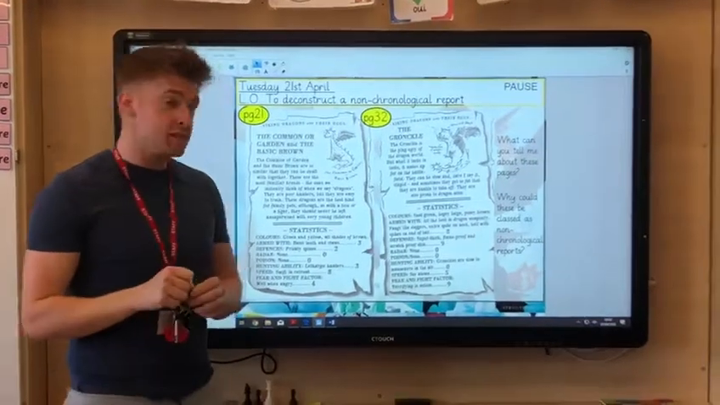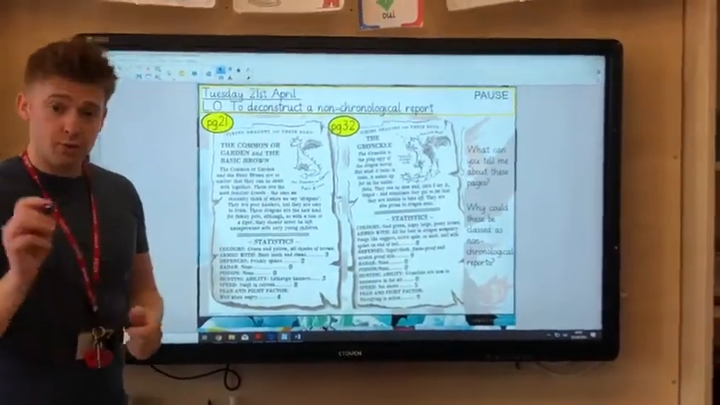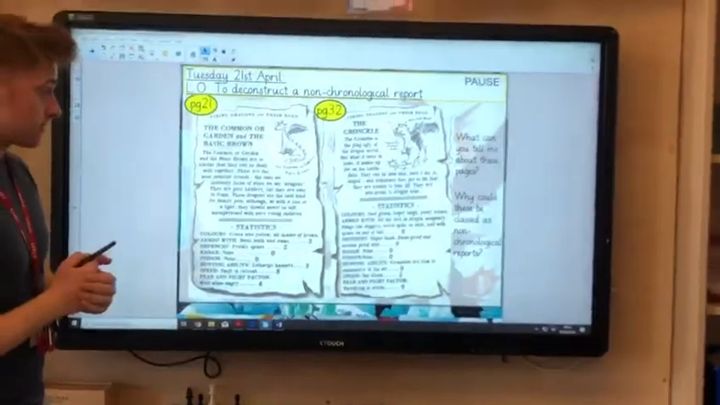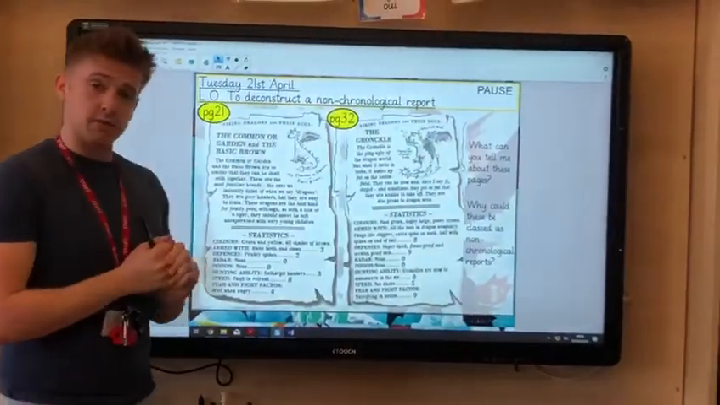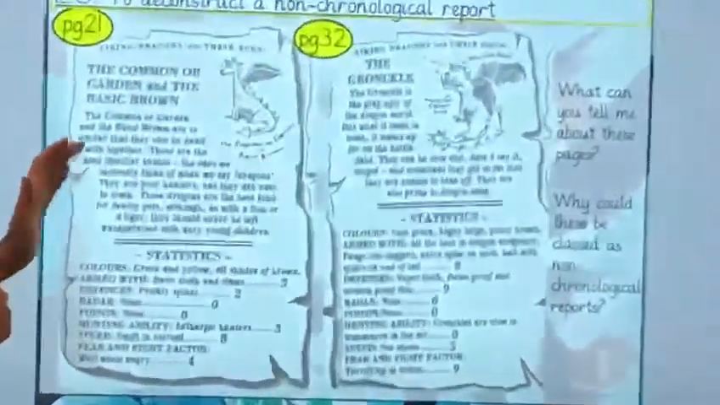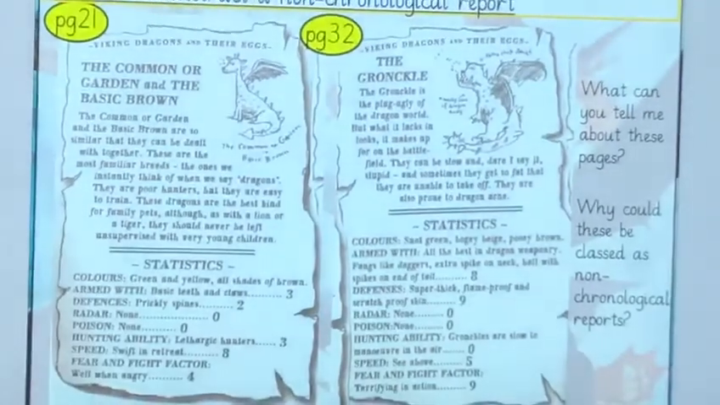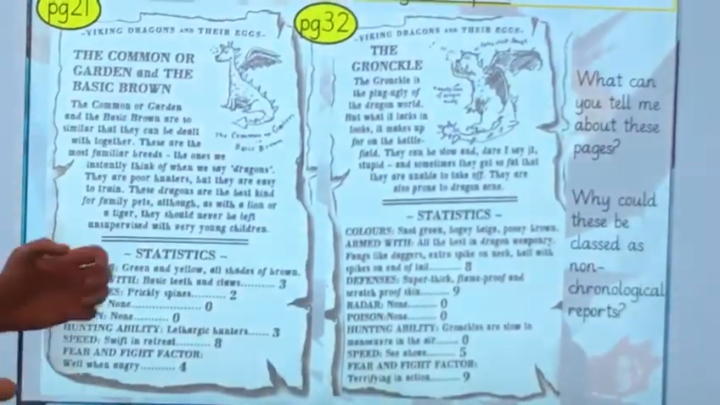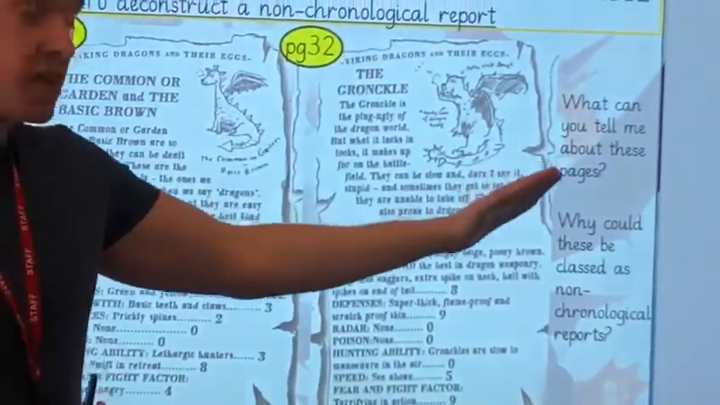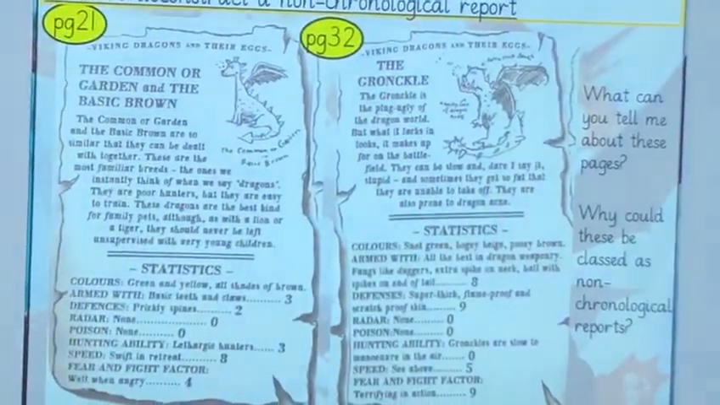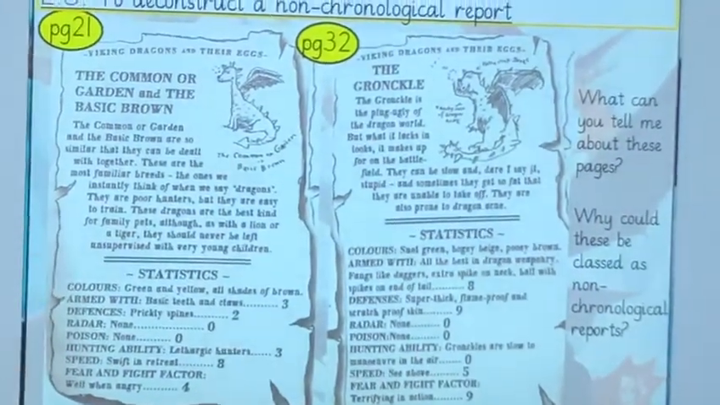Have pages 21 and 32 from the book How to Train Your Dragon. What I would like you to do in a moment is just pause this video and take a close look at these pages. The questions I want you to consider whilst you're looking at these pages is, what can you tell me about these pages? What information can you deduce from these pages?